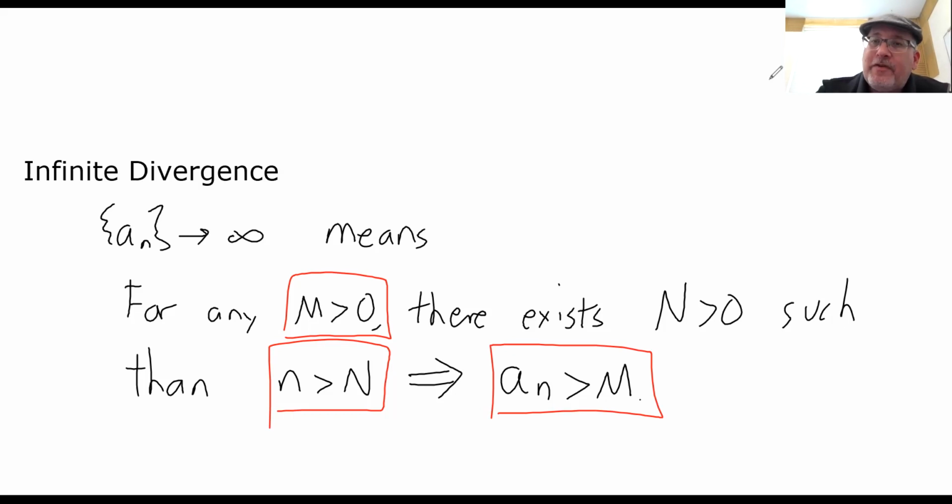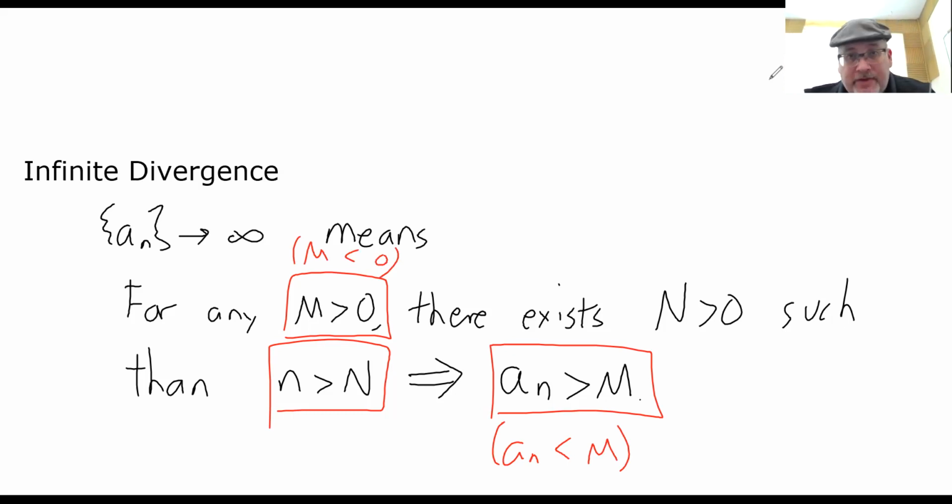If we said negative infinity, it would be pretty much the same thing. Then it would be a_n is less than M, and M less than 0. So for any negative number, we could go far enough in the sequence that we go beyond that negative number. All right, so that's infinite divergence.